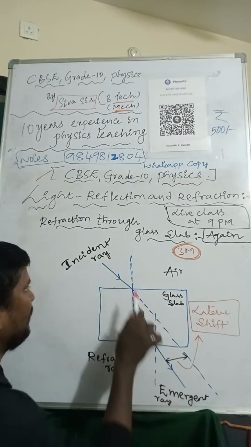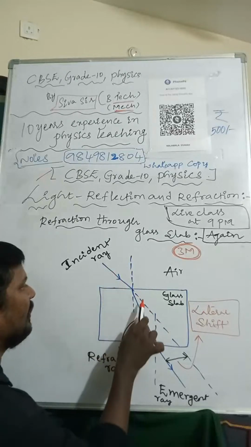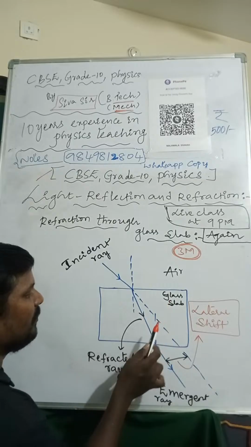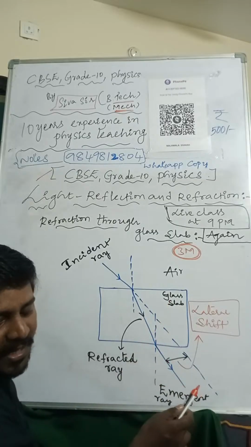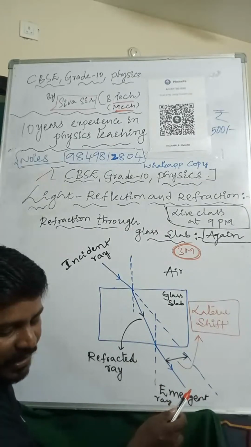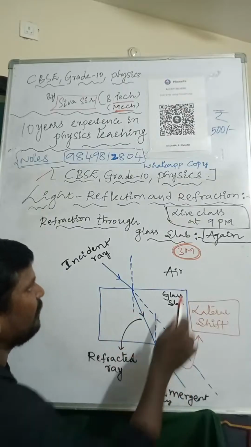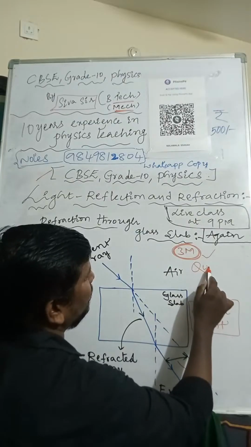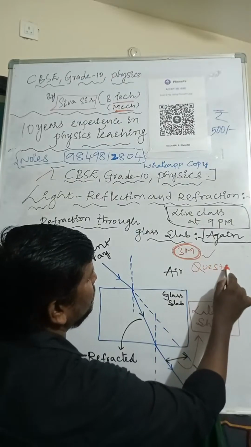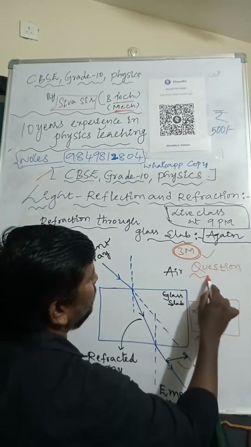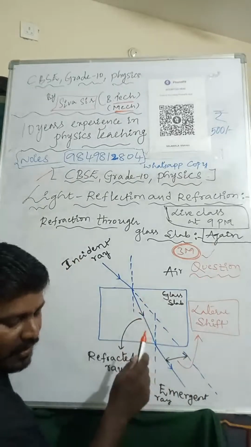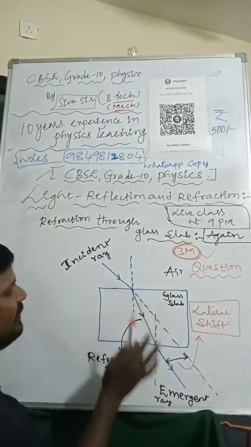In the glass, when the light is passing from a rarer medium to a denser medium, it bends towards the normal line. If it is moving from denser to rarer, it moves away from the normal line. This glass slab is very, very important. It is a 3 marks question, and they will surely ask it in the exam. Note down this question, this glass slab, and what exactly happens.